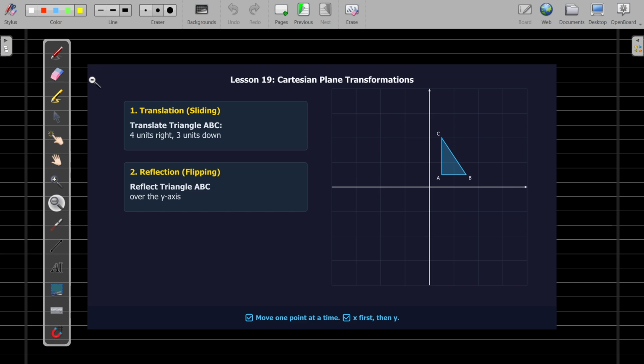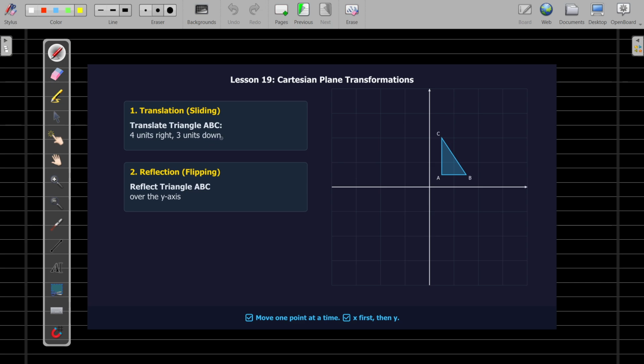This is where coordinate geometry will meet some animation. We're actually going to take a shape and slide it around, flip it over using the Cartesian plane. Look at this, we have translation equals sliding. So our first transformation is translation. This is the mathematical word for sliding. The shape does not rotate, nor does it flip. It just moves up, down, left, or right.